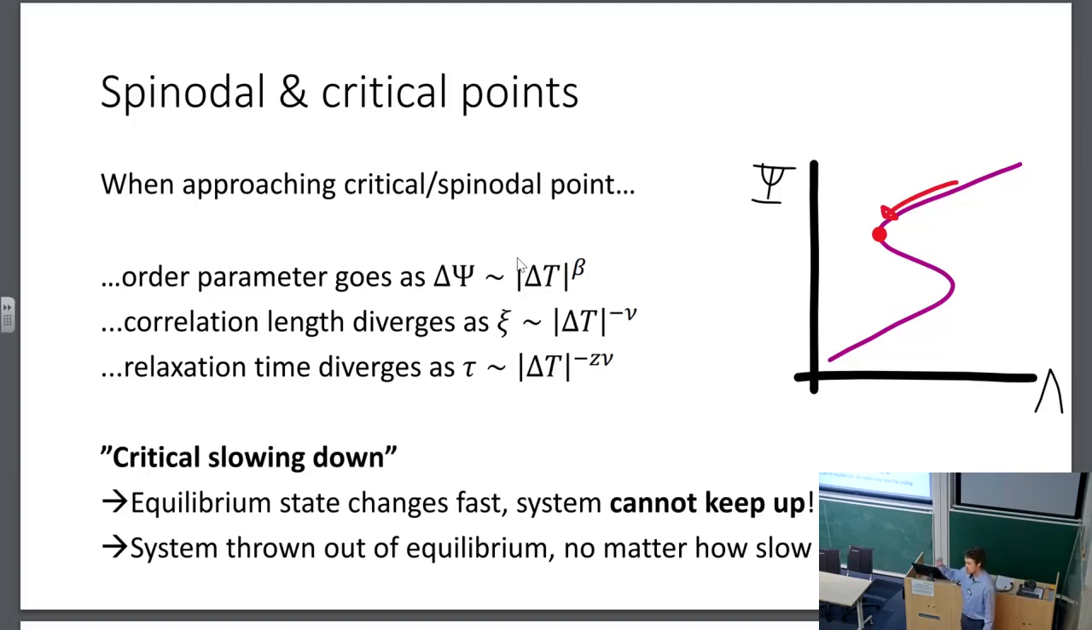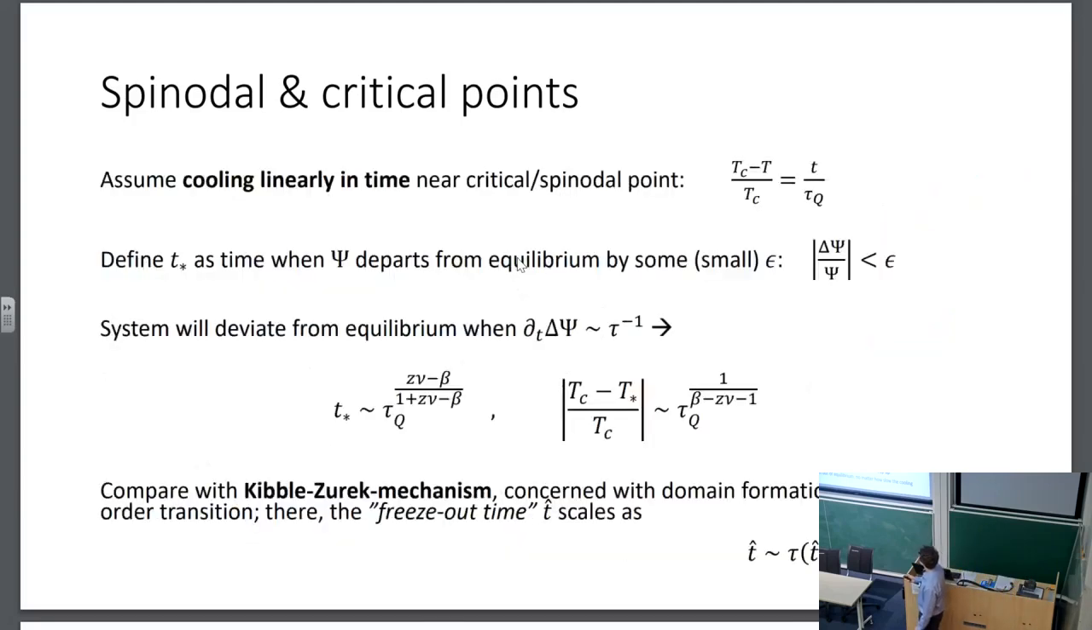And what I'll focus on is this thing called critical slowing down, which means that when you try to cool down towards this point, be it a spinodal point or a second order point, the relaxation time diverges, and no matter how slowly you try to cool down, the system kind of cannot keep up. This quasi-equilibrium, adiabatic approach will not work. So at some point you will be thrown out of equilibrium. If you're familiar with Kibble-Zurek, this analysis is a little similar to that.